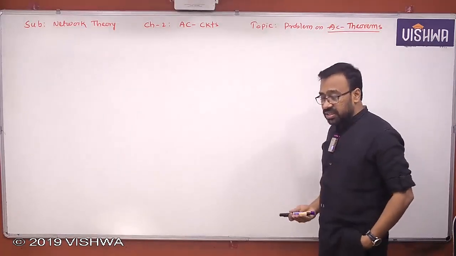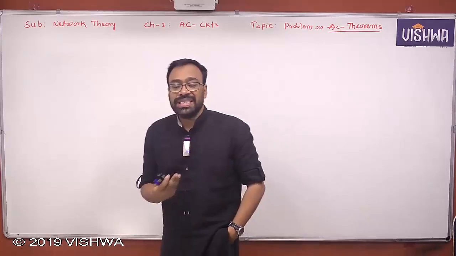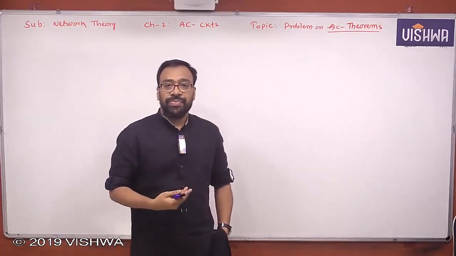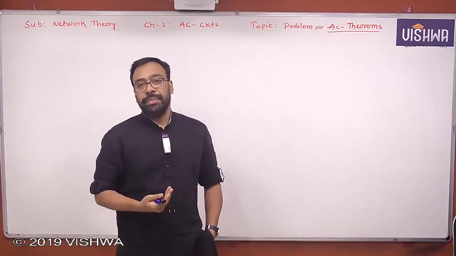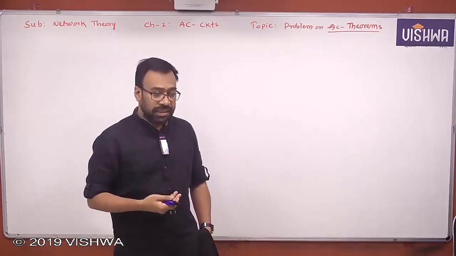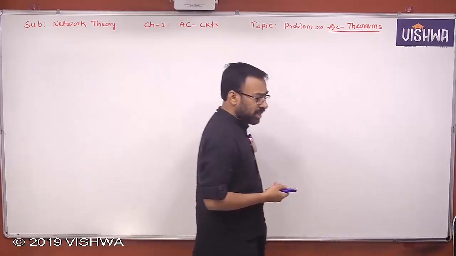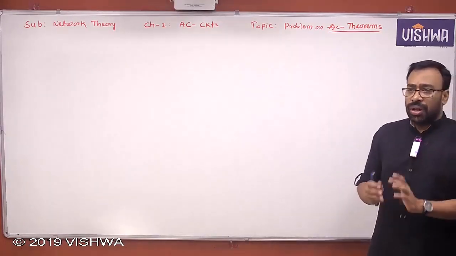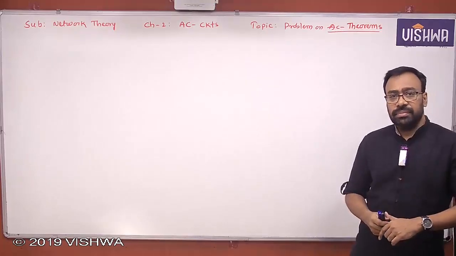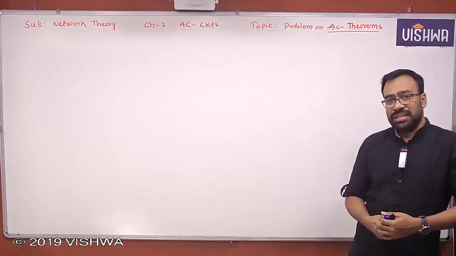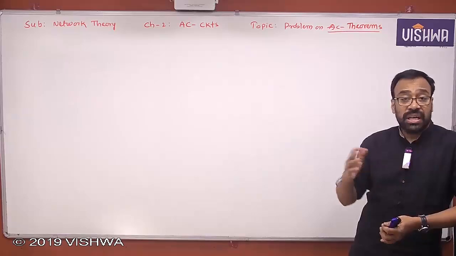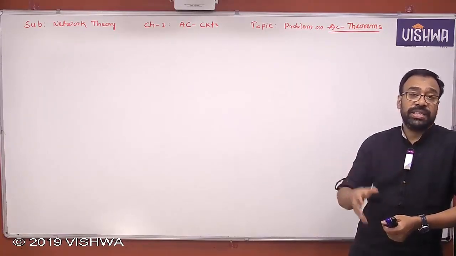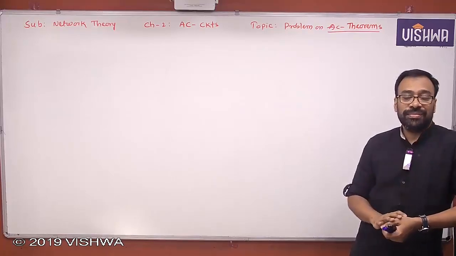See, we discussed DC theorems. What is the basic difference between AC theorems and DC theorems? You have theorems like superposition, reciprocity, Thevenin's, Norton's, Tellegen's theorem, Millman's theorem, maximum power transfer theorem. All theorem statements are the same in both AC as well as DC circuits. But when it comes to the maximum power transfer theorem, it is different for AC circuits from DC circuits.